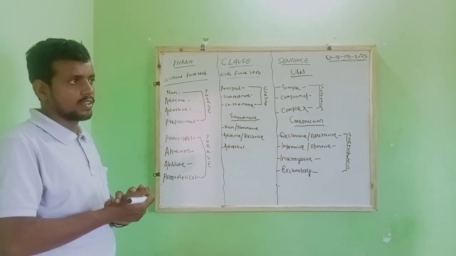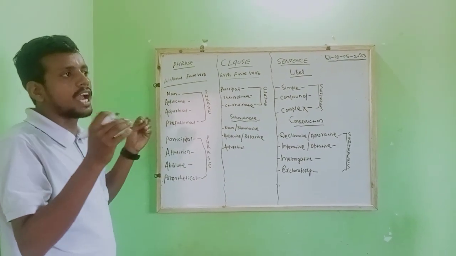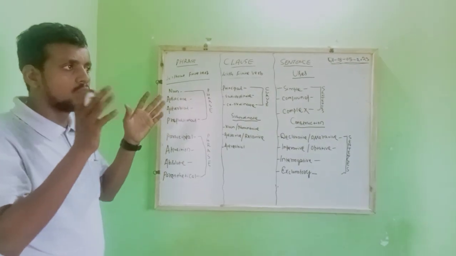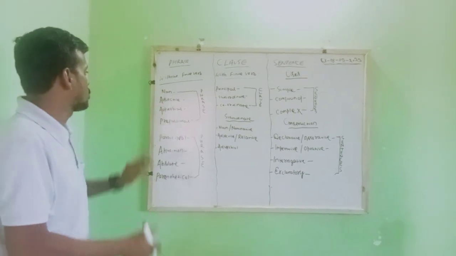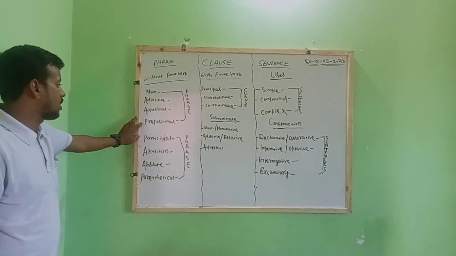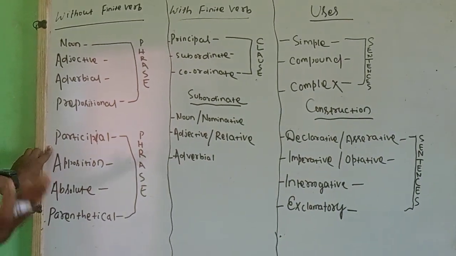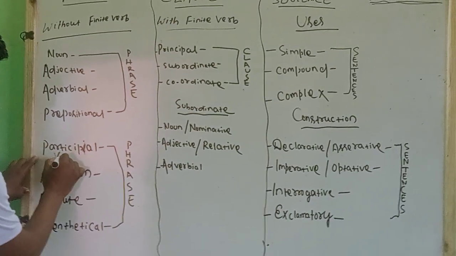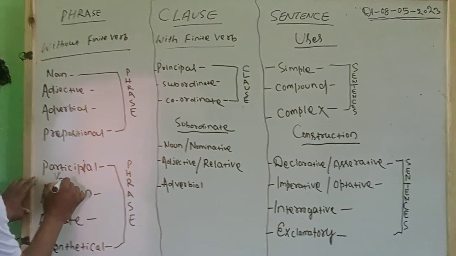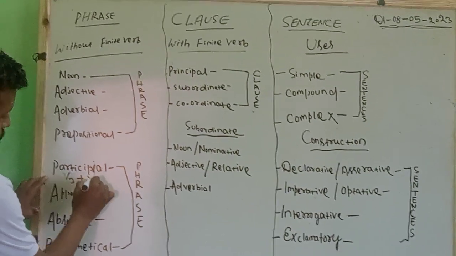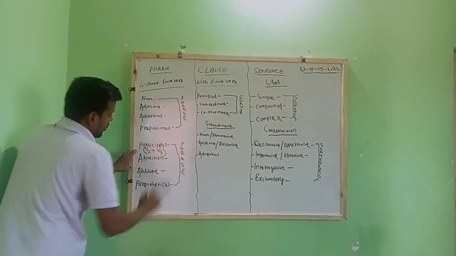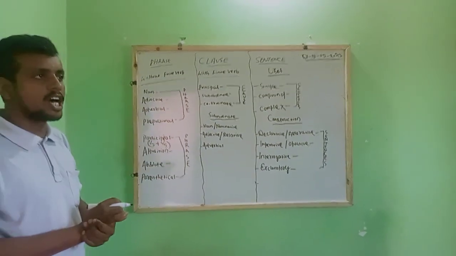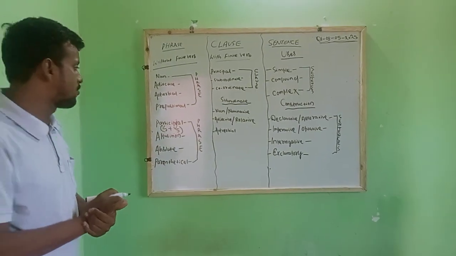Then there are the adverbial phrase and the prepositional phrase. The prepositional phrase is used only to connect two nouns, two verbs, two linking items. So that's why we use the prepositional word. Another is the past participle and present participle. One is V3 and the other is V5: V3 is for the past participle and V5 is for the present participle.